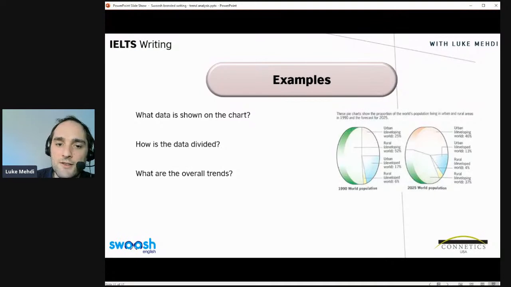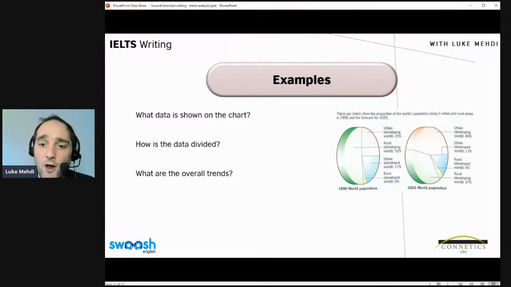The overall trends here, as you can see, by 2025, a much larger proportion of the world's population lives in urban areas. So the proportion living in urban areas has grown significantly by 2025, and the proportion of people living in the developing world is much larger than the proportion of people living in the developed world.